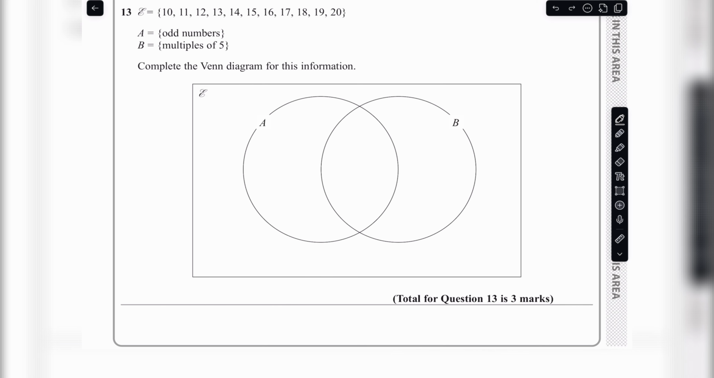So the only number that can go in the middle can be an odd number and a multiple of 5. And from our list, that is 15. And in A, we can only have odd numbers, so that will be 11, 13, 17, and 19. And in B, we can only have multiples of 5, so that would be 10 and 20. And so the only numbers that are neither odd numbers nor multiples of 5 are 12, 14, 16, and 18.